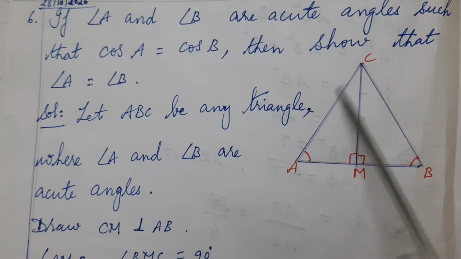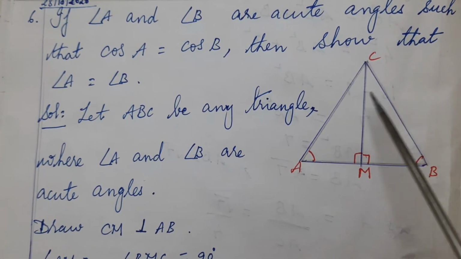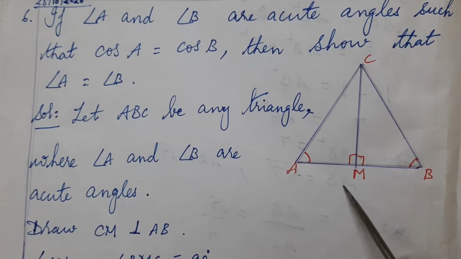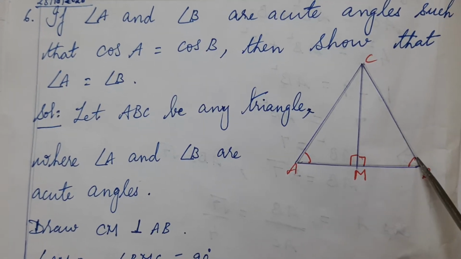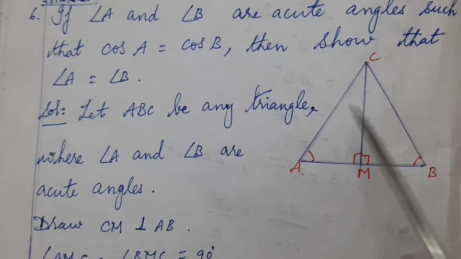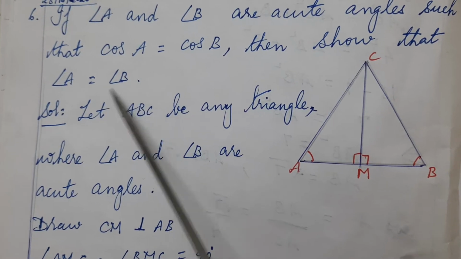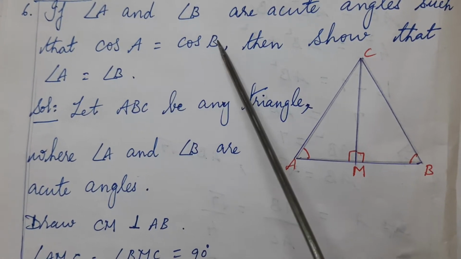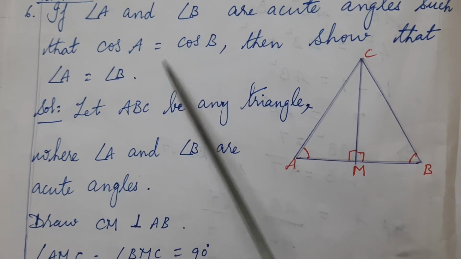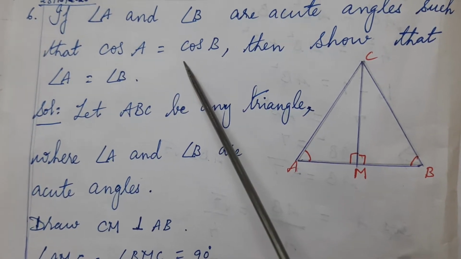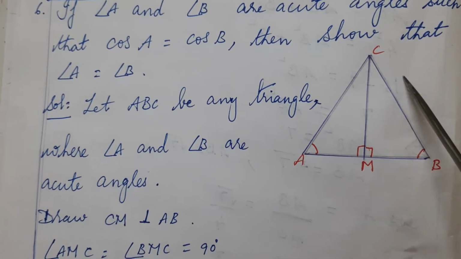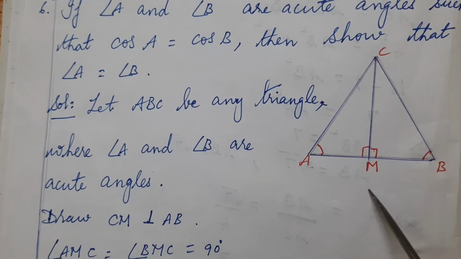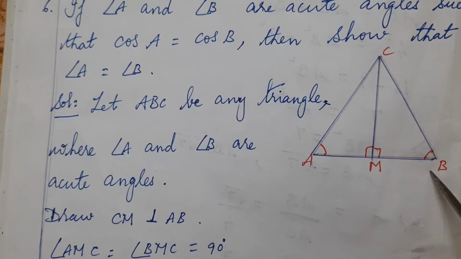So now we are going to consider one triangle ABC. Let ABC be any triangle where A and B are acute angles. Since we have to find angle A and angle B, and the condition cos A and cos B is given, you know very well that for cos and sine, we should have a right angle triangle. So now we are drawing a perpendicular from C to AB. CM is perpendicular to AB.